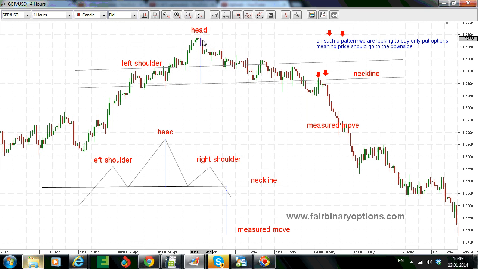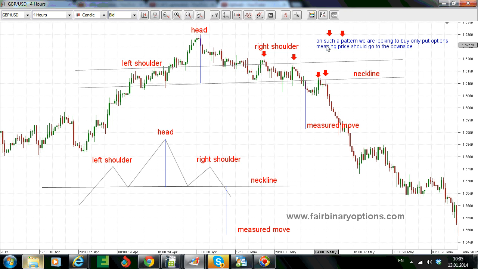Then by the time you see that the head is completed here, a spike higher completed here, a normal place to buy put options will be when price on the right shoulder is testing the same amplitude as the one on the left shoulder. So this would be another logical thing to do, to buy put options here, as that would be our right shoulder. So look for similarities between the left shoulder and the right shoulder, and that should guide you in picking the right place to buy put options.